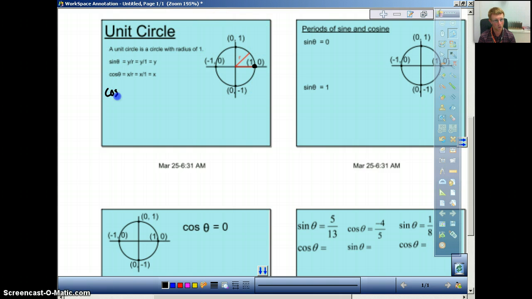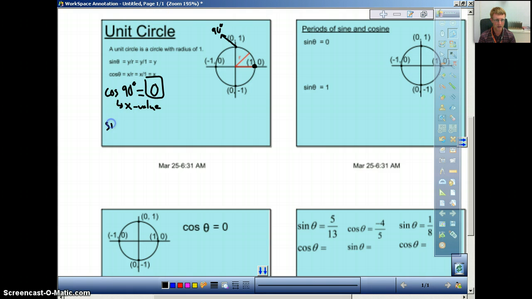If I want to know what the cosine of 90 degrees is, I can now figure that out because I know cosine is going to be like an x value. Well, 90 degrees is this point right here. That's going from 0 degrees to 90 degrees. So you look at that and you say, what is the x value at that point? And it's 0. So we know that cosine is x value, and the x value at 90 degrees is equal to 0. So that's our answer.